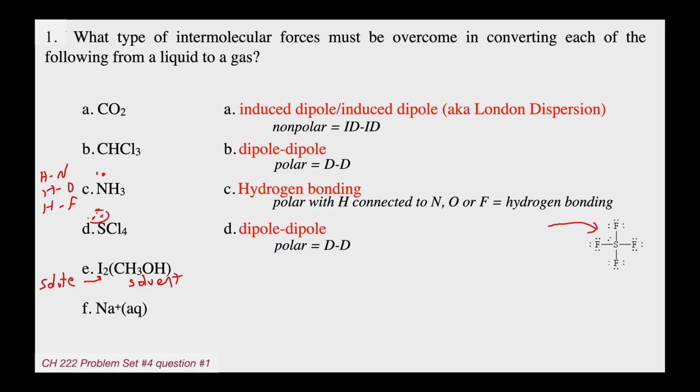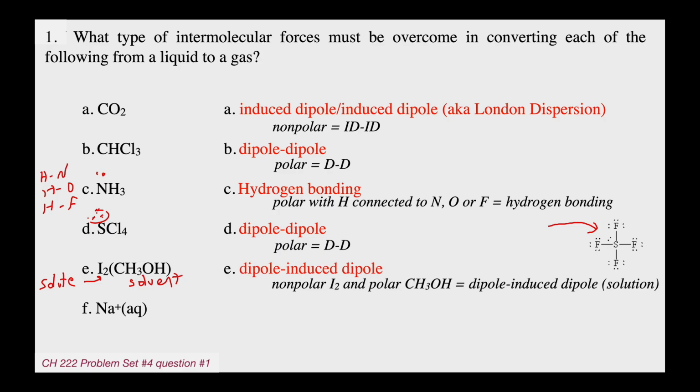So iodine is nonpolar, just I and I. It would be induced dipole if it was by itself. Methanol, CH3OH, is polar. It even has hydrogen bonds. It's got that almost magical OH bond. So it's at least polar, and iodine is nonpolar. If you have something polar and something nonpolar, like you have right here, this is the so-called dipole-induced dipole force. The iodine is nonpolar. The methanol is super polar.